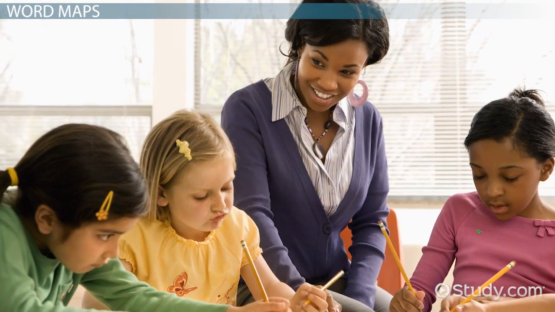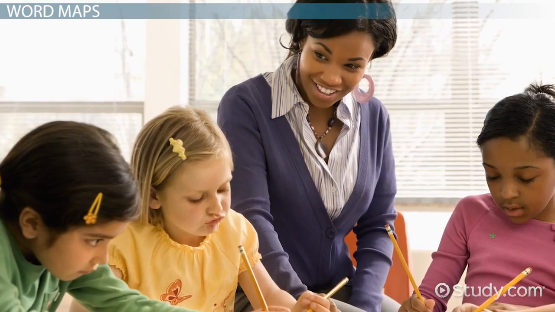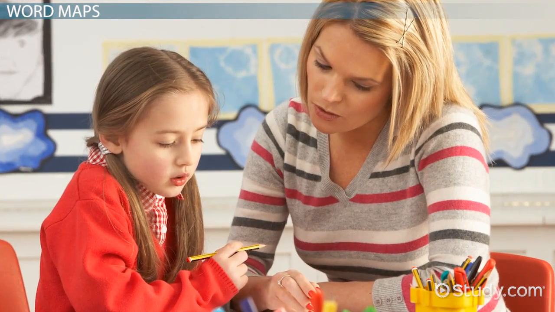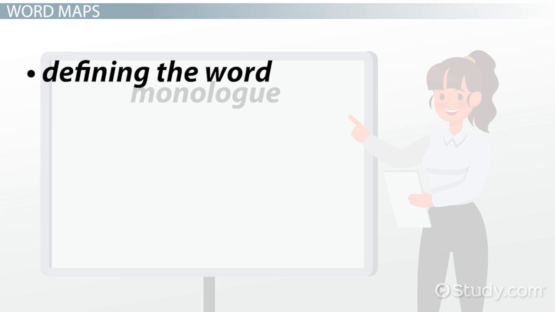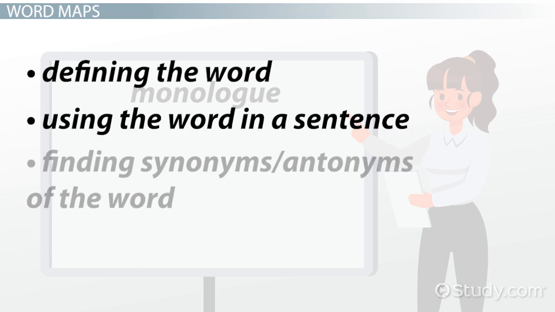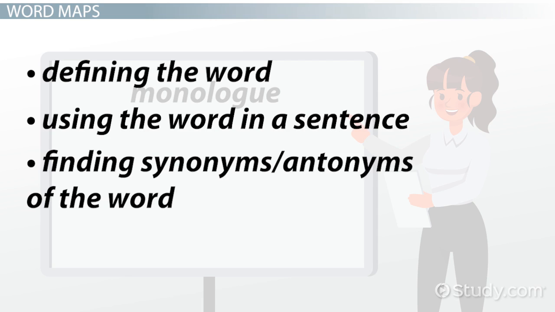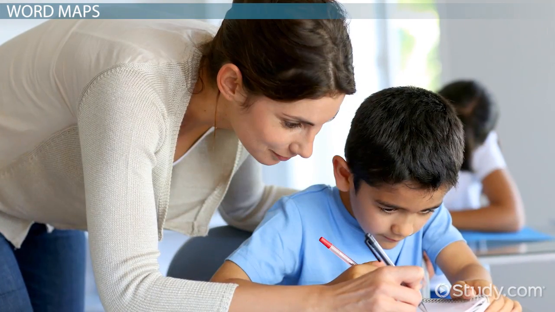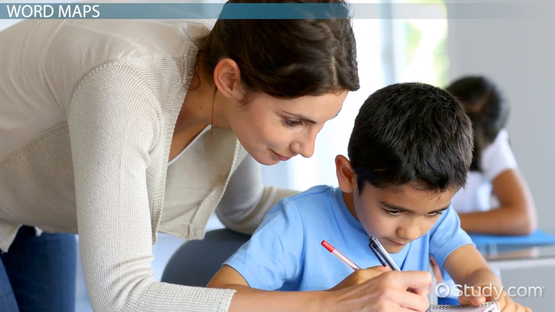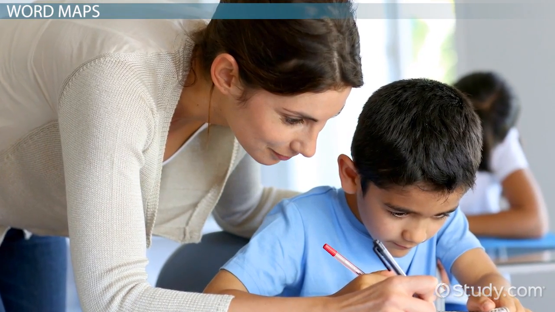Typically, vocabulary used to complete the word map is unfamiliar and requires explicit instruction on the part of the teacher. For example, a teacher might break down the word monologue using the word map by defining the word, using the word in a sentence, finding synonyms or antonyms of the word, and finally, have students draw a picture of the word. Word maps are great for the explicit teaching of vocabulary concepts in any subject area.